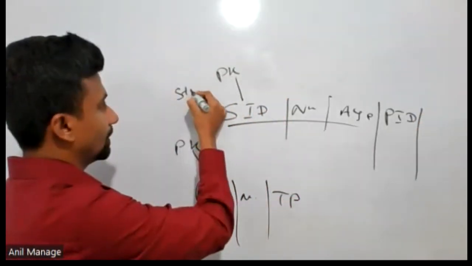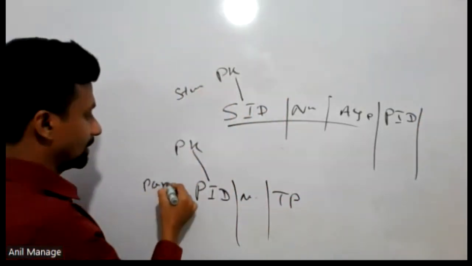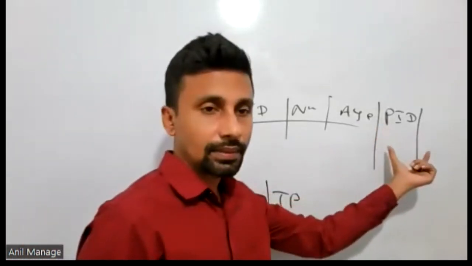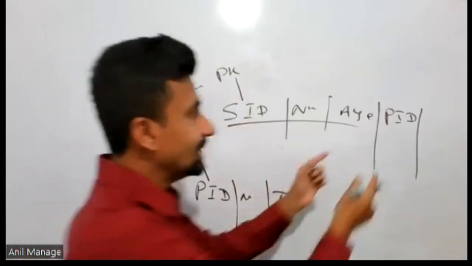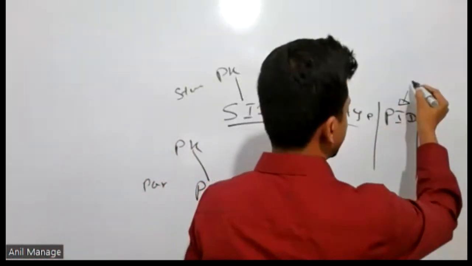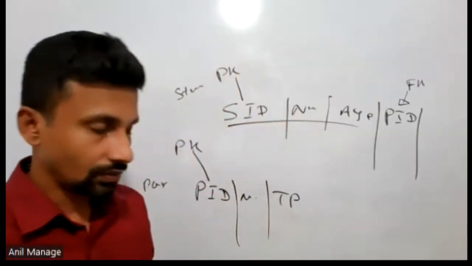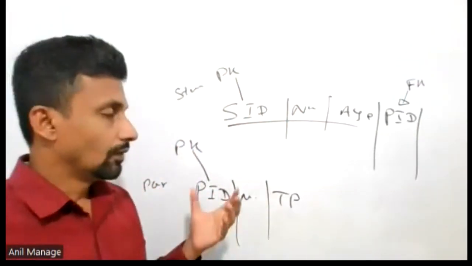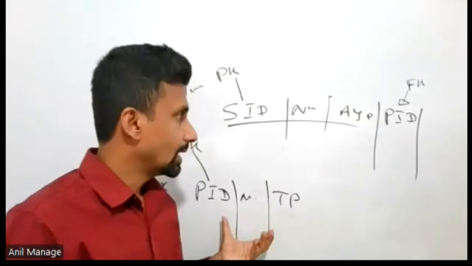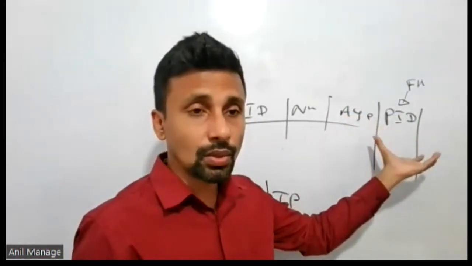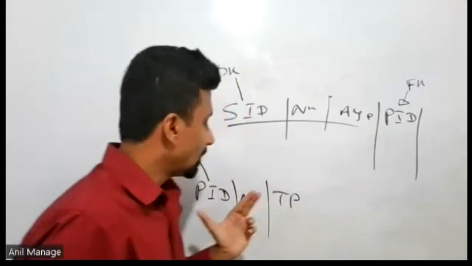Now this is student table. This is a parent table, right? I'm using this primary key in the other table. So in that table, this is known as foreign key. Now foreign key means what? If you have primary key of one table repeating in another table, in that table, that is known as foreign key.